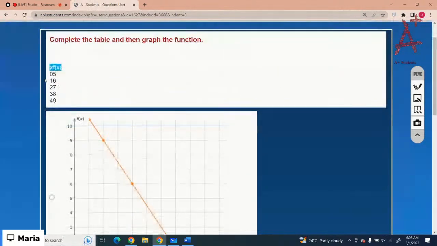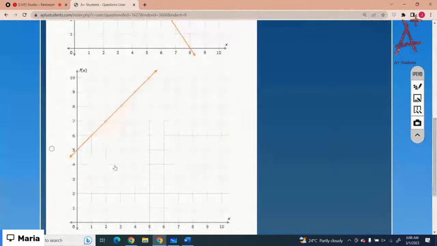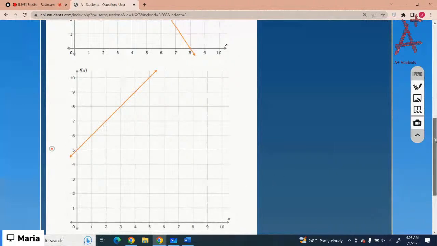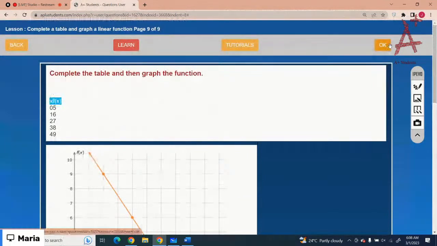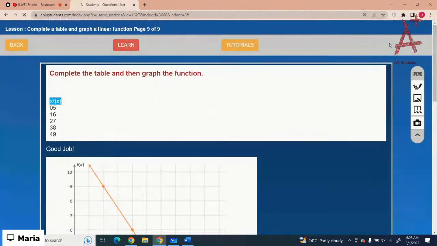Okay, the next one is X is 0, Y is 5: 0, 5, 1, 6, 2, 7. Here you have X is 0, Y is 5. Here you have 1, 6. Here you have 2, 7. So option number 2 is the correct option. Just select the correct option, then click on the OK button.